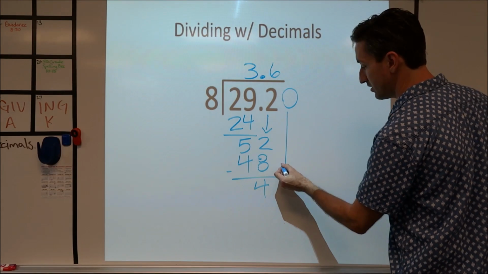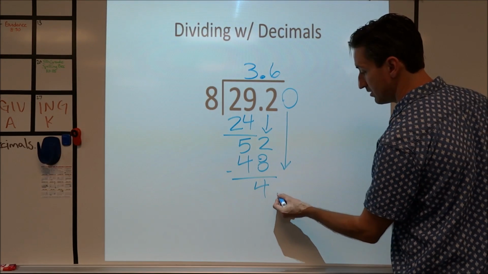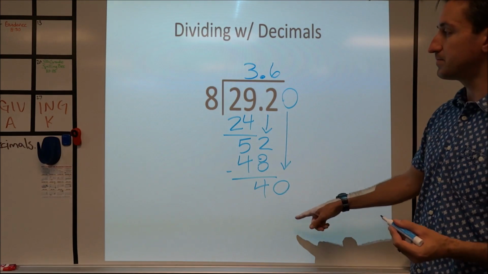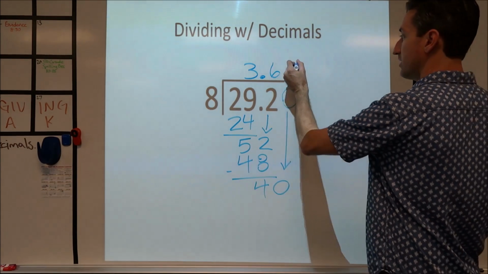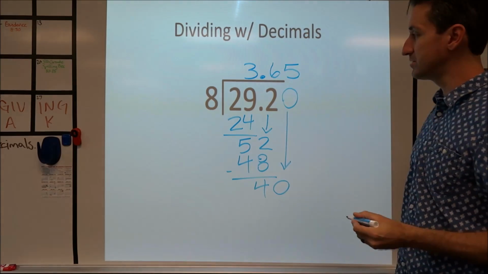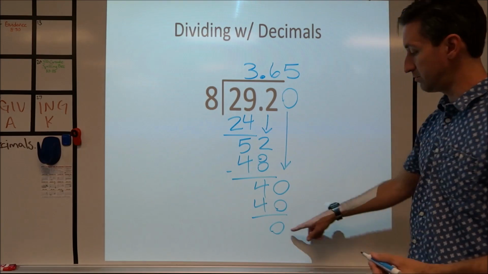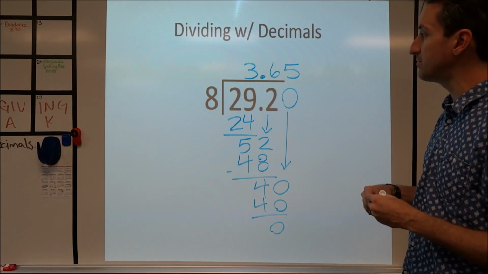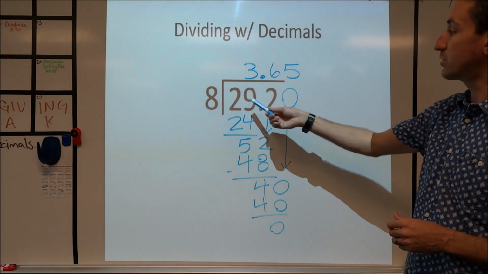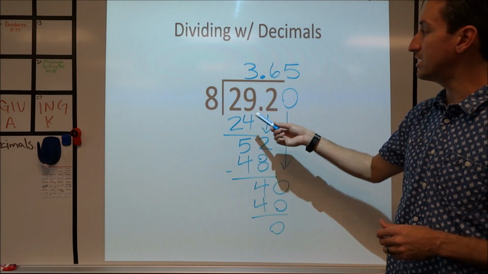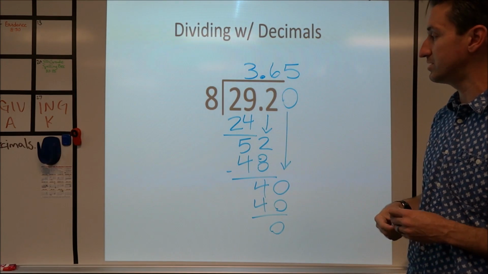So now I have another 0 that I can bring down, making 40. 8 will go into 40 5 times. 5 times 8 is 40. We've got no remainder at the bottom. So I know that 29 2/10 divided by 8 is 3 65/100.